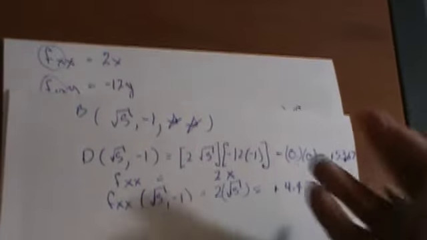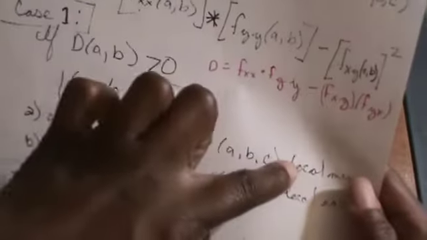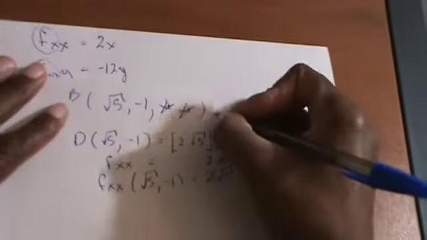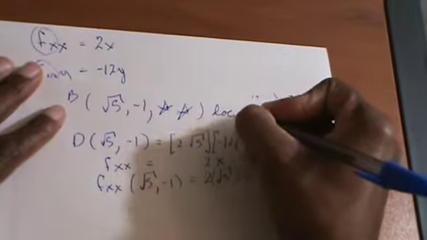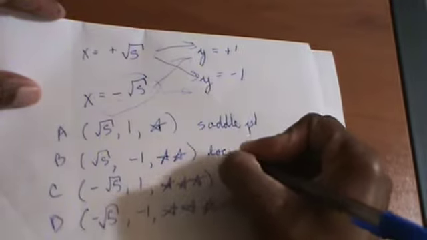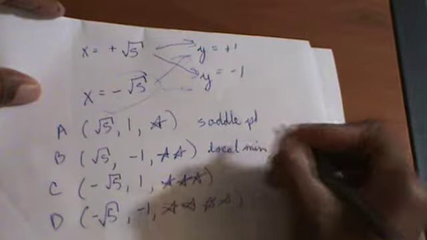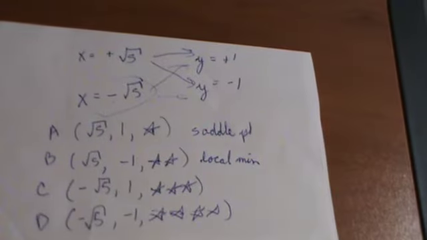So if I take 2 times the square root of 5, I get positive 4.47. So let's see what the rules say. If D is positive, fxx is also positive, we're looking at a local minimum. So this is a local min. So we go over here and we say, here, this is a local min. All right, let's keep going. We did A and B, now we need to get to C. Unfortunately for you guys, you do have to do all of this work.